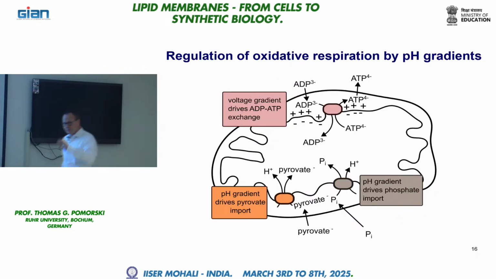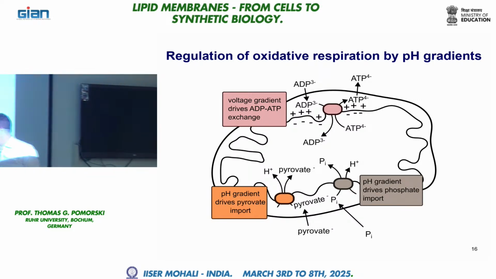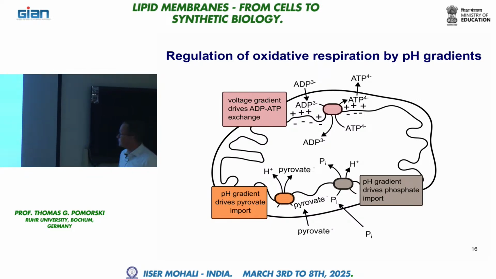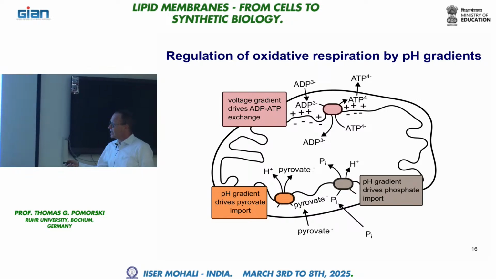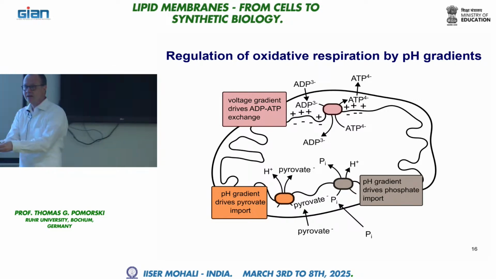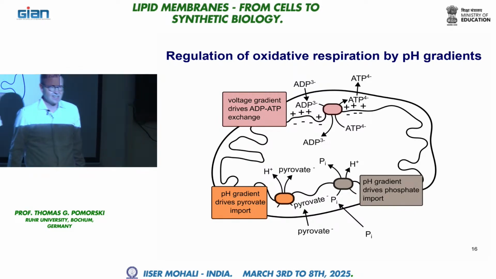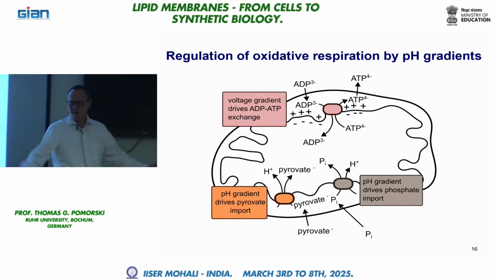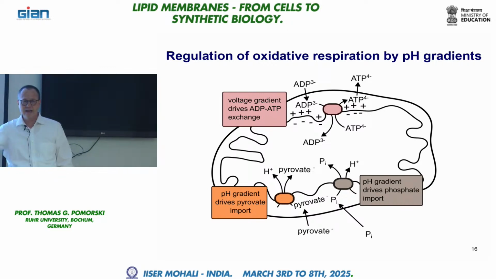Now, wonderful, all fine. But what happens? Where do we get the ATP? We get it produced inside. It's all inside of the mitochondria, in the matrix. What a disaster. Because where do we need the ATP? We need it outside, in the cytosol.